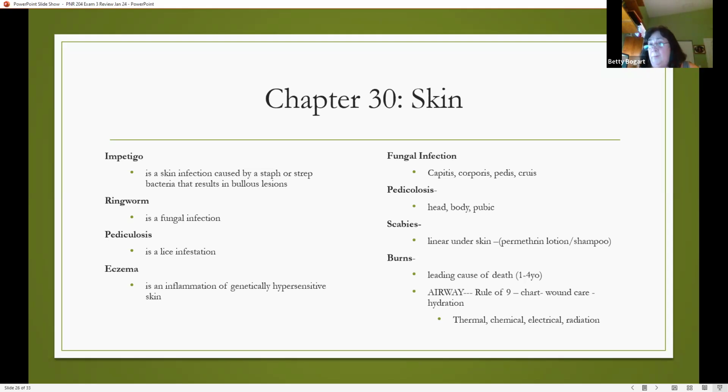Ringworm is not a worm. It's a fungus. And you just see a round area on the skin, usually red and round and itchy. Pediculosis is going to be head, body, or pubic lice. And eczema. We worry about eczema and that lichenification, whatever that word is, about that thick skin that occurs from chronic itching, chronic eczema, almost like leather skin they get.